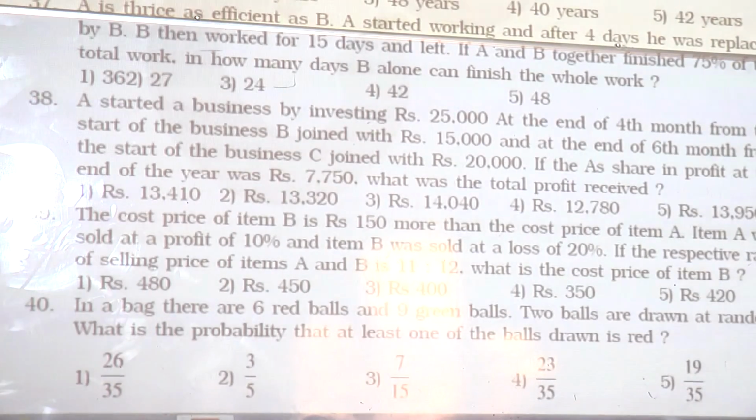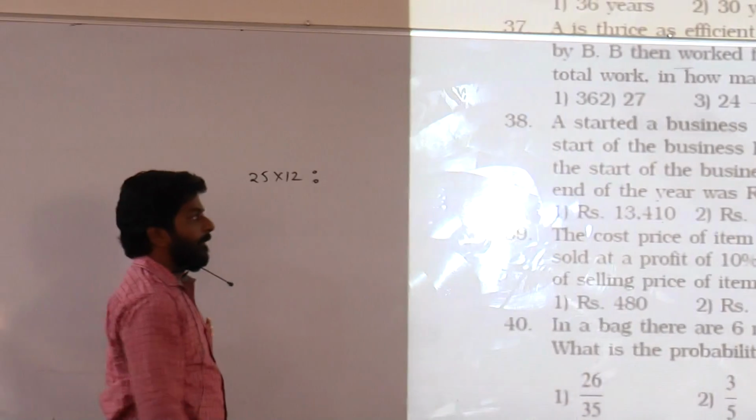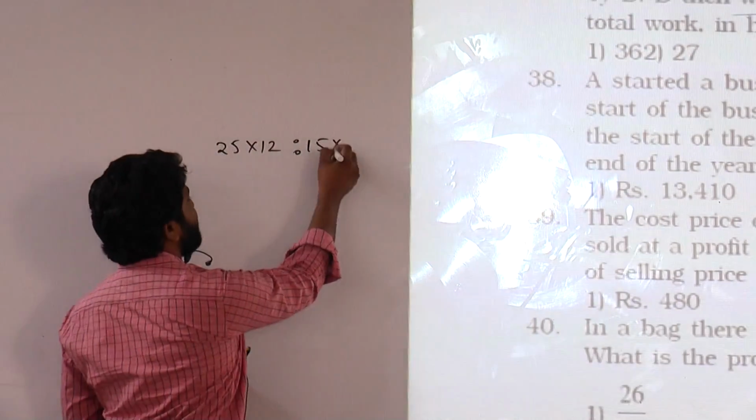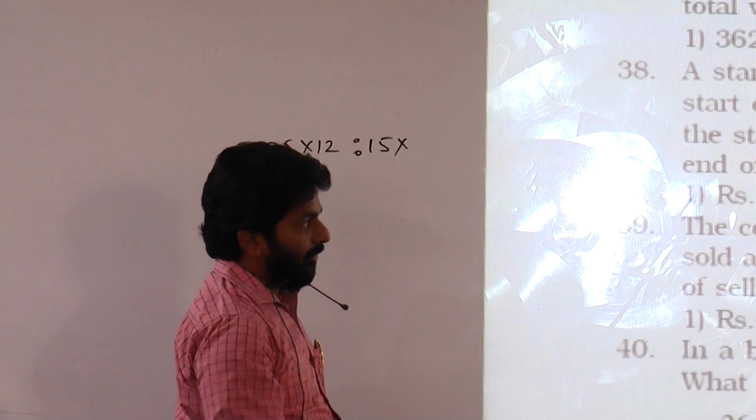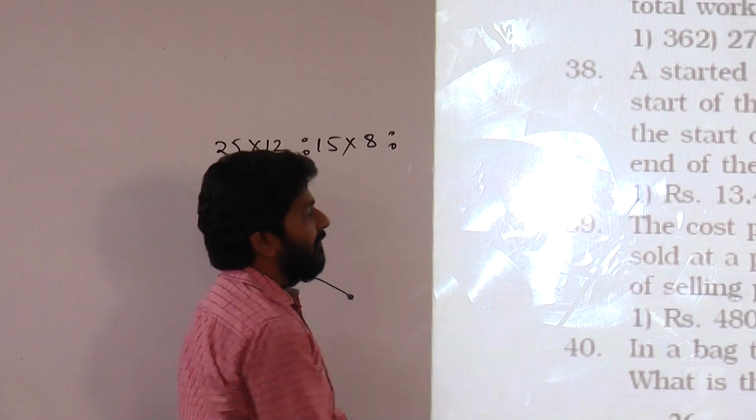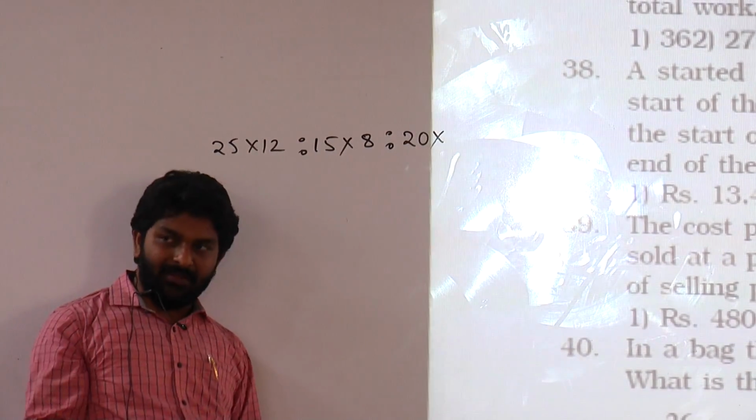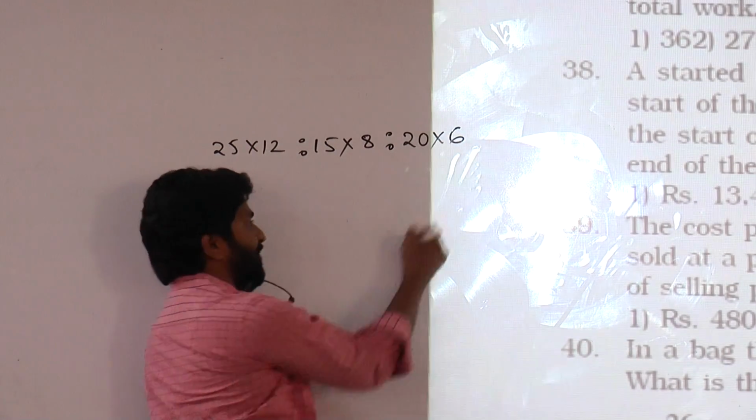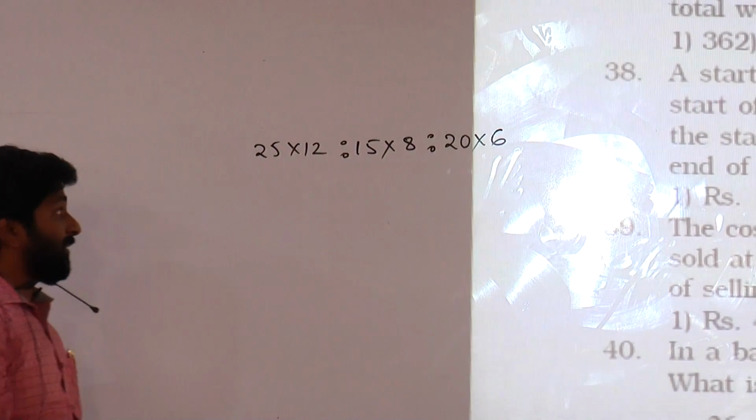Right. A invested 25,000 and was there in the business for 12 months. B started with 15,000 and joined after 4 months, so he will be there for 8 months. And C joined with 20,000 after 6 months from the start of the business, so he will be there for 6 months. This is going to be their profit sharing ratio. Cancellation with 10.